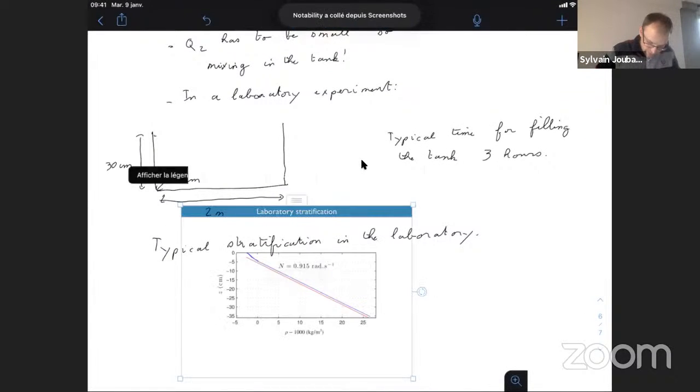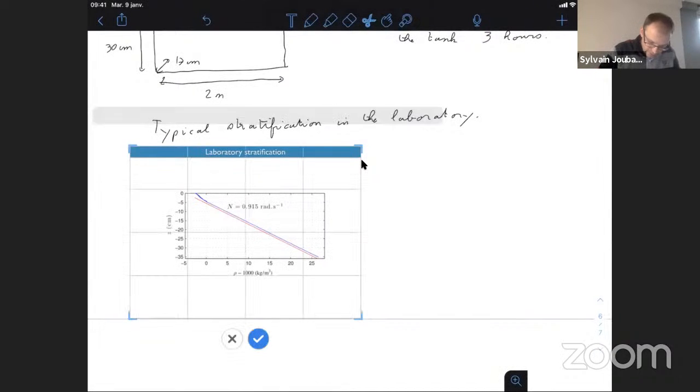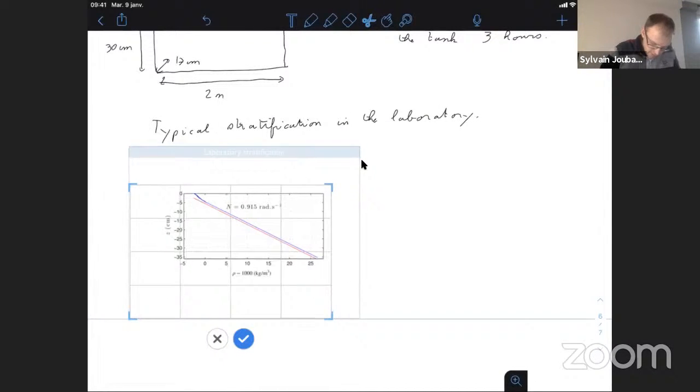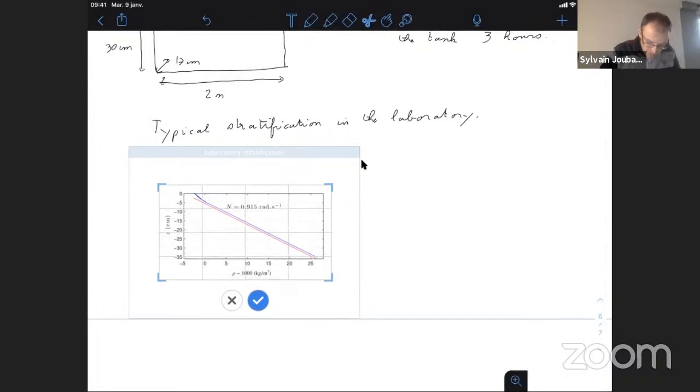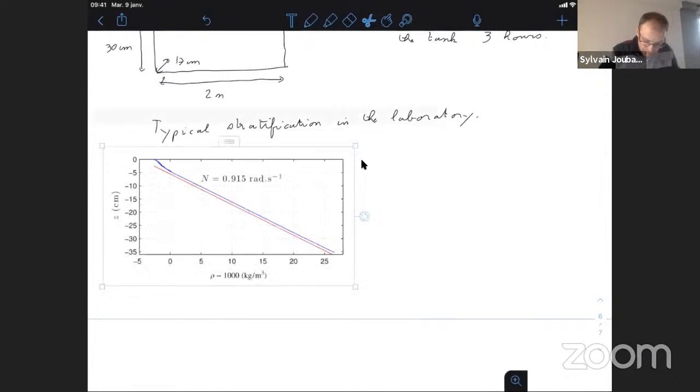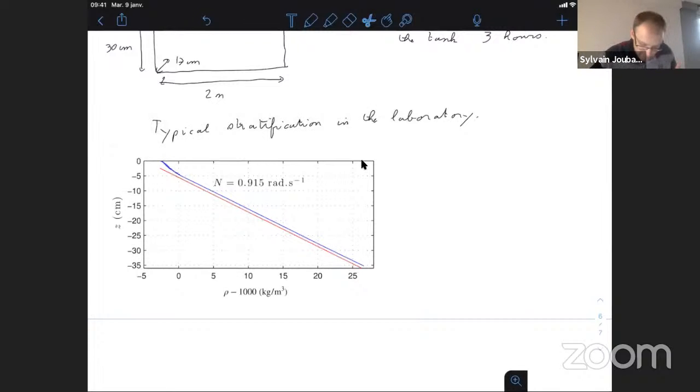So you can see that the experiment is in blue, and the red line is a linear fit of the stratification. So we can see the difference between the experiment and the slope. And we have a very, very nice linear stratification almost everywhere in the tank.